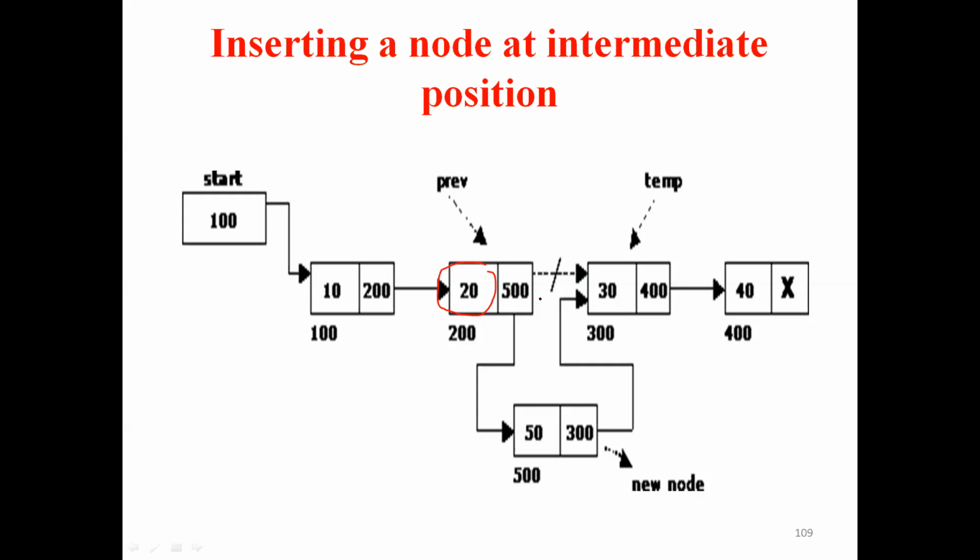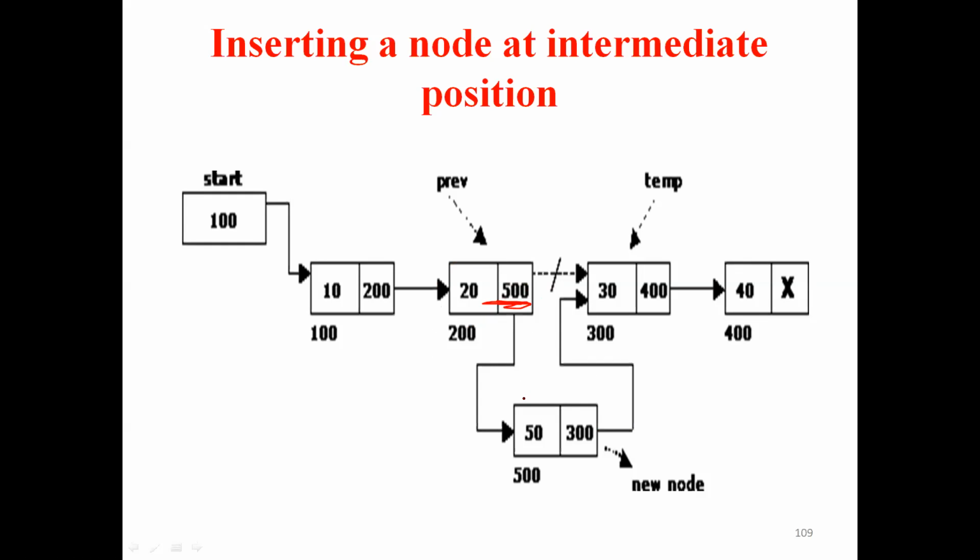I hope you understand this diagram. I'm going to insert after 20. So the newly created node is inserted here. How is it done? Once it is done, what updations should I do? Consider that now its address is 500.